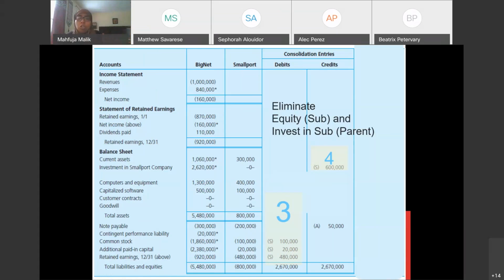Now I'm asking you to close this stockholders' equity. Close means you have to do the opposite. So you debit stockholders' equity, and if you debit common stock, additional paid-in capital, and retained earnings, the total, if you add 100,000, 20,000, and 480,000, is equal to 600,000. And now we will eliminate the equal portion from our investment balance. So we have to credit 600,000 from the investment balance. And these two columns are the consolidated entry column.